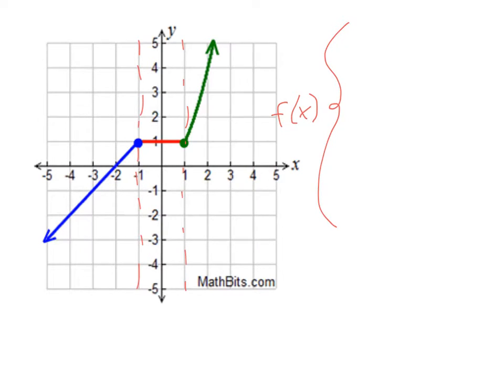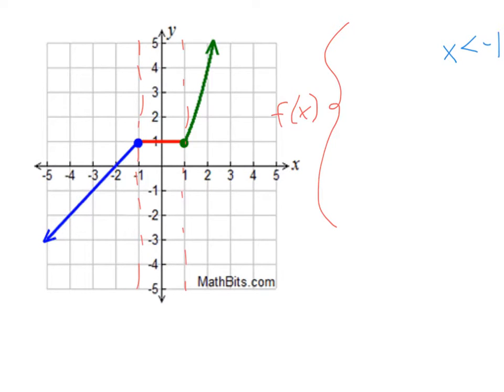So for the blue piece, it looks like we start at -1, and we are going to the left. So when we go to the left of -1, all of these x values are less than -1. So the domain for my first piece, that blue piece, is going to be x is less than -1.